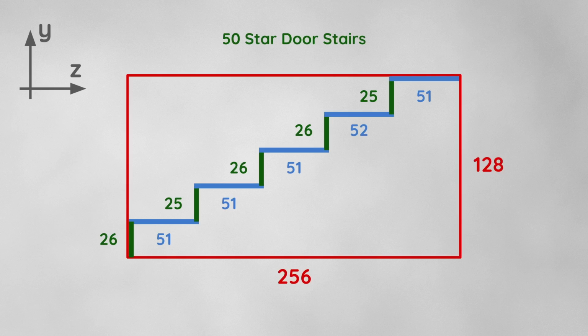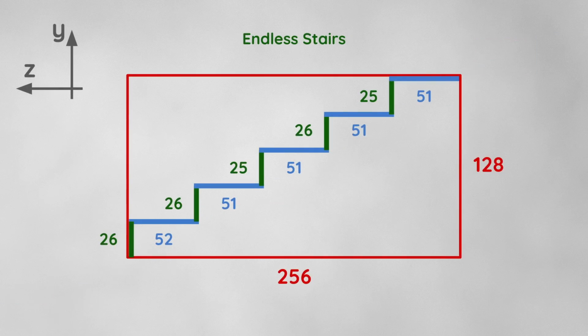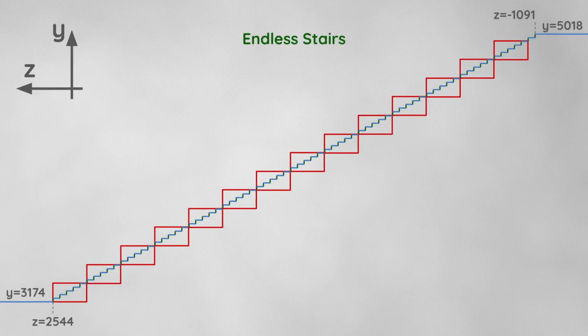This block of 5 steps is repeated, with each block having a total width and height of 256 and 128. Interestingly, these are powers of 2, which I assume was deliberate. This block is repeated 8 times, and then one final step brings us up to the 50-star door. The endless stairs leading to Bowser are similar, although annoyingly they have a slightly different pattern. This block repeats 14 times, and then 2 bonus steps take us to Bowser.